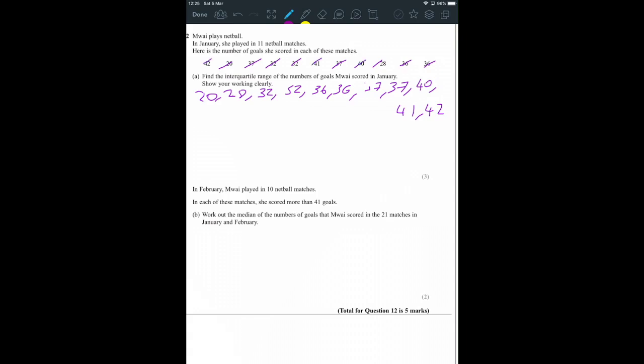Another really good way to check if you've got them all, count how many you've got. We've got 1, 2, 3, 4, 5, 6, 7, 8, 9, 10, 11. And we were told there were 11 to start with.